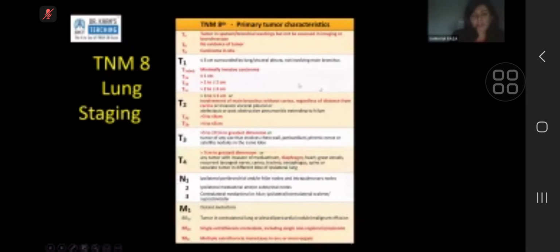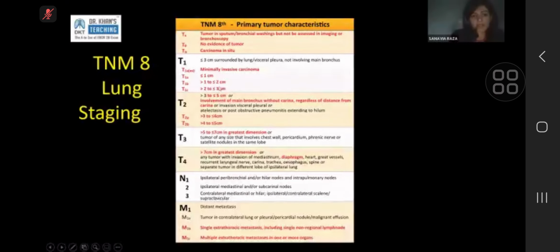Again, very easily, you can look it up at the time you're reporting, and it's not an expectation to learn the size criteria. What is important is to know that a satellite nodule in the same lobe is T3, a satellite nodule in the ipsilateral lung is T4. T4 tumors are the most aggressive tumors.